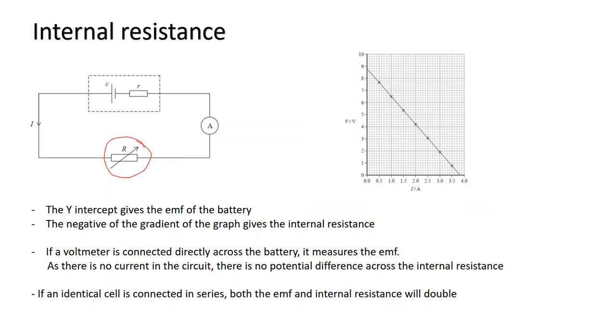Now, if a voltmeter is connected directly across the battery, it measures the EMF. Why? Because the voltmeter has a very high resistance, no current flows in the circuit. Since no current flows, there is no voltage lost across the internal resistance. So no lost volts. In other words, there is no potential difference across the internal resistance. Now, if you connect another identical cell in series with this cell, the EMF and the internal resistance will both be doubled.